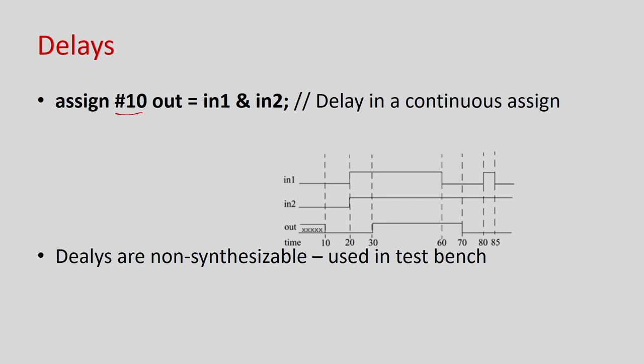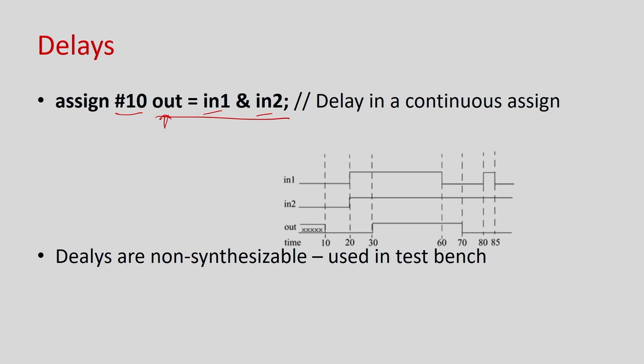Just to complete this discussion, since the assign has a delay, here is how it behaves. It means that this particular expression is going to happen after 10 units of time. Whenever any of these inputs changes, so whenever in1 or in2 changes, after 10 units of time it will be reflected on the out, right?